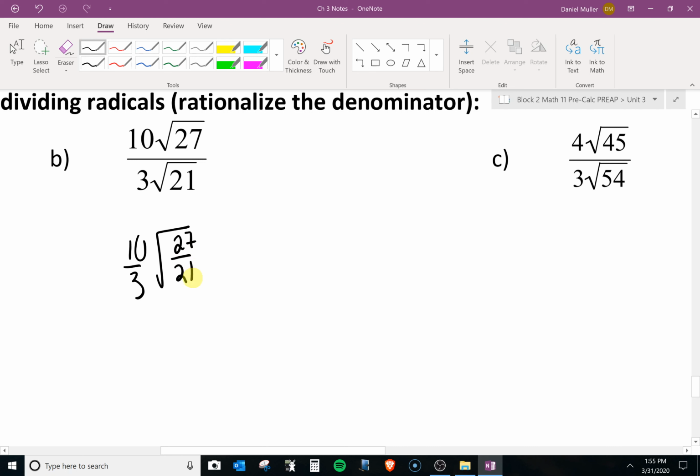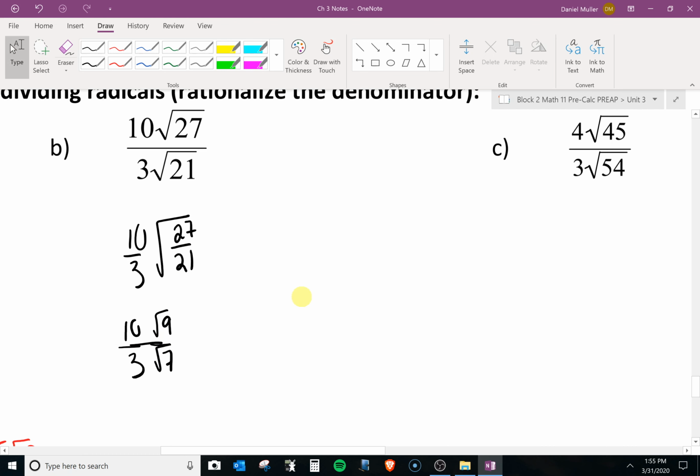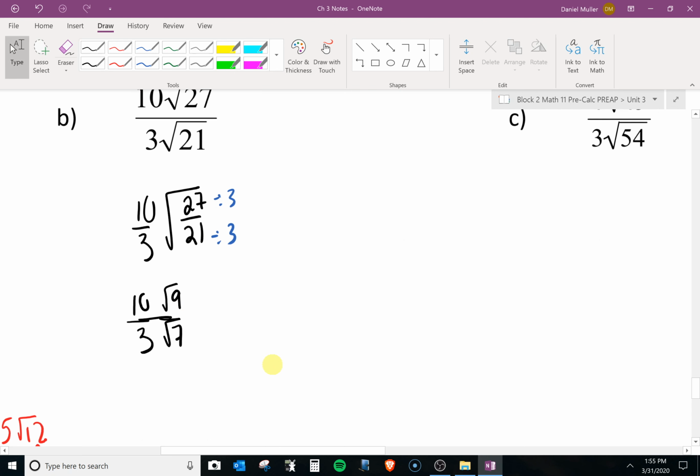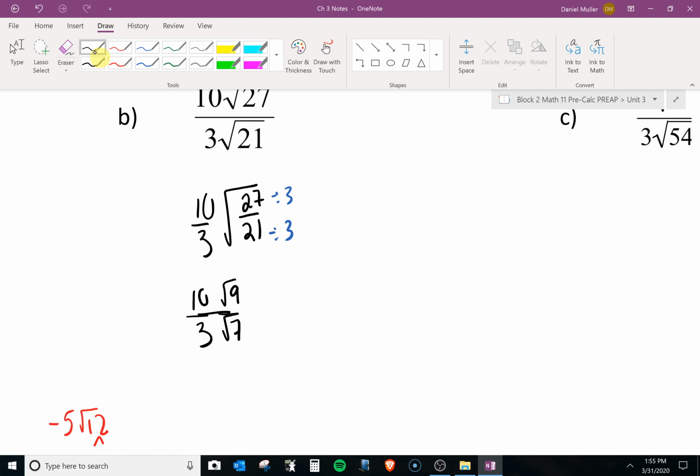Now 27 and 21, those can both be divided by 3. 27 divided by 3 is 9. 21 divided by 3 is 7. So you can split them up. You can simplify it, and then you can split them up, which I've done in just one step here. So again, I could divide this by 3, divide this by 3 to get 9 and 7, and then join them back into one fraction.